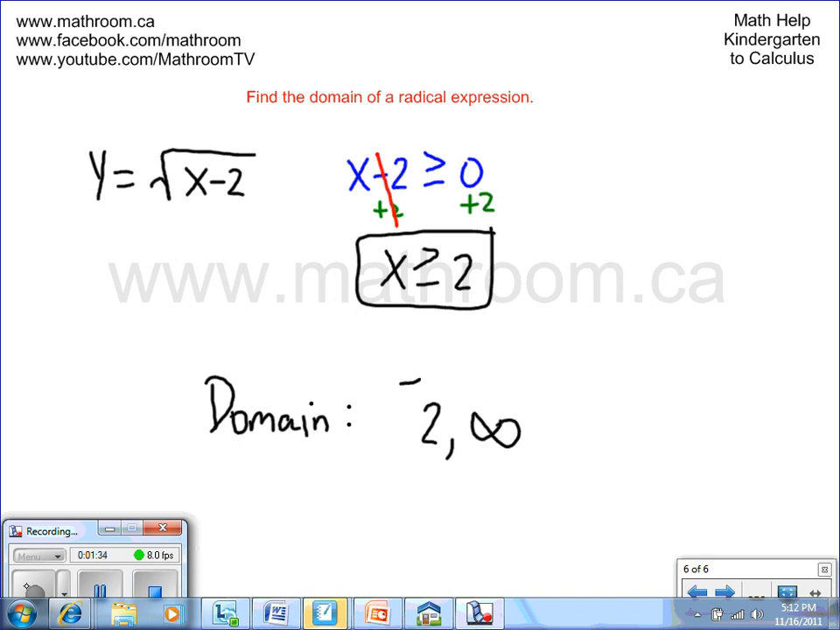We put a square bracket here, which means that the final solution and the domain includes 2. 2 minus 2 is 0. The square root of 0 is 0, and that's a real number. And we can put a round bracket there because there is no end to infinity. So the domain of y equals the square root of x minus 2 is 2 to infinity.